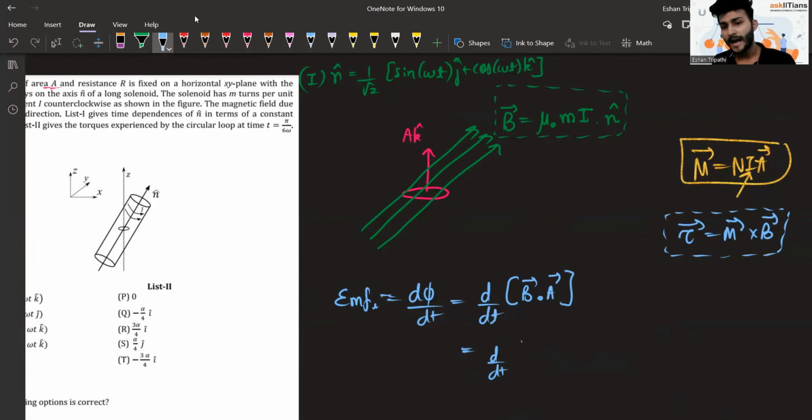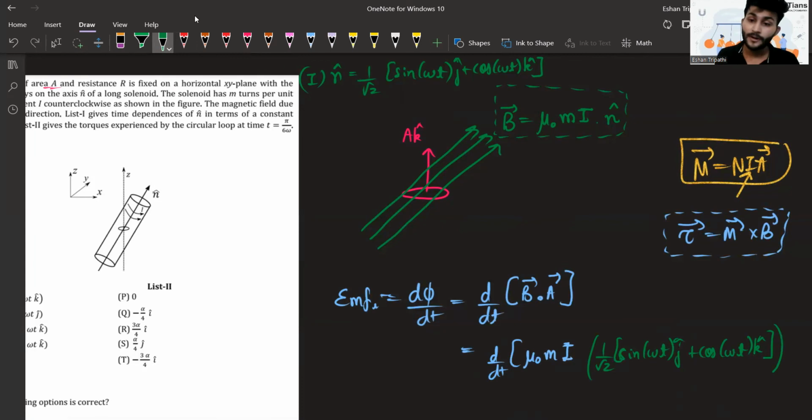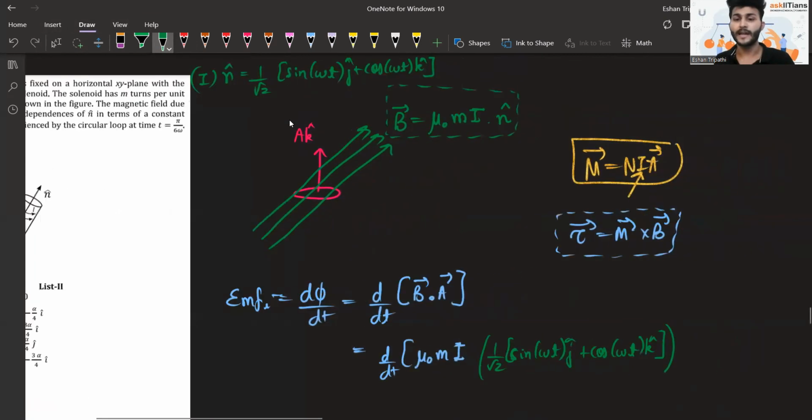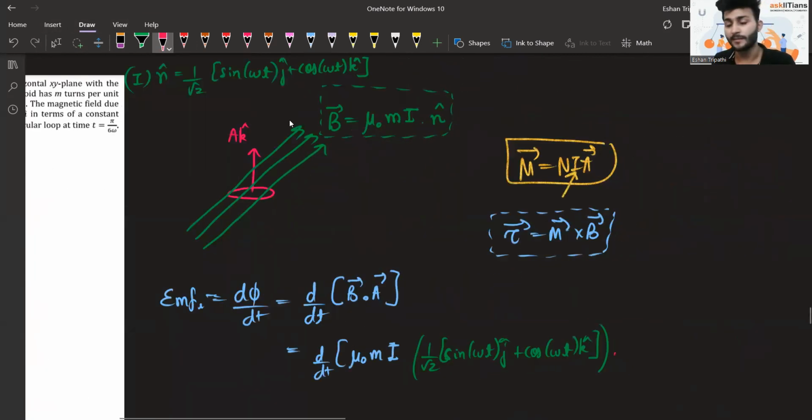So let's see. Magnetic field is mu naught M I, but direction is a bit weird. Variable with time. 1 upon root 2 (sin omega t j cap plus cos omega t k cap). Its dot product we have to take with area vector. And what is the area vector over here? A k cap.